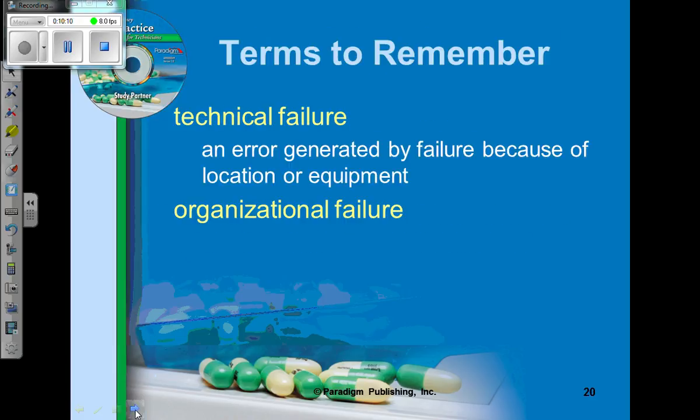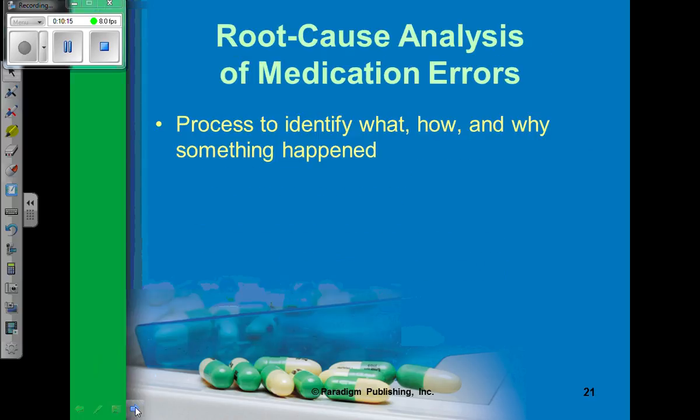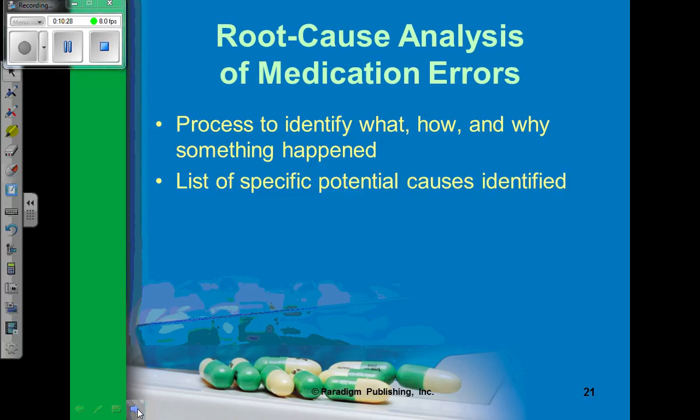And again, here are your definitions that we've already went over. Root cause analysis, of course, of medication errors is a process to identify what, how, and why something has happened. And it's, of course, in order to prevent the recurrence. Using the root cause analysis, a person can examine his or her own workflow to determine the potential error and the type of failure that potential error may involve.